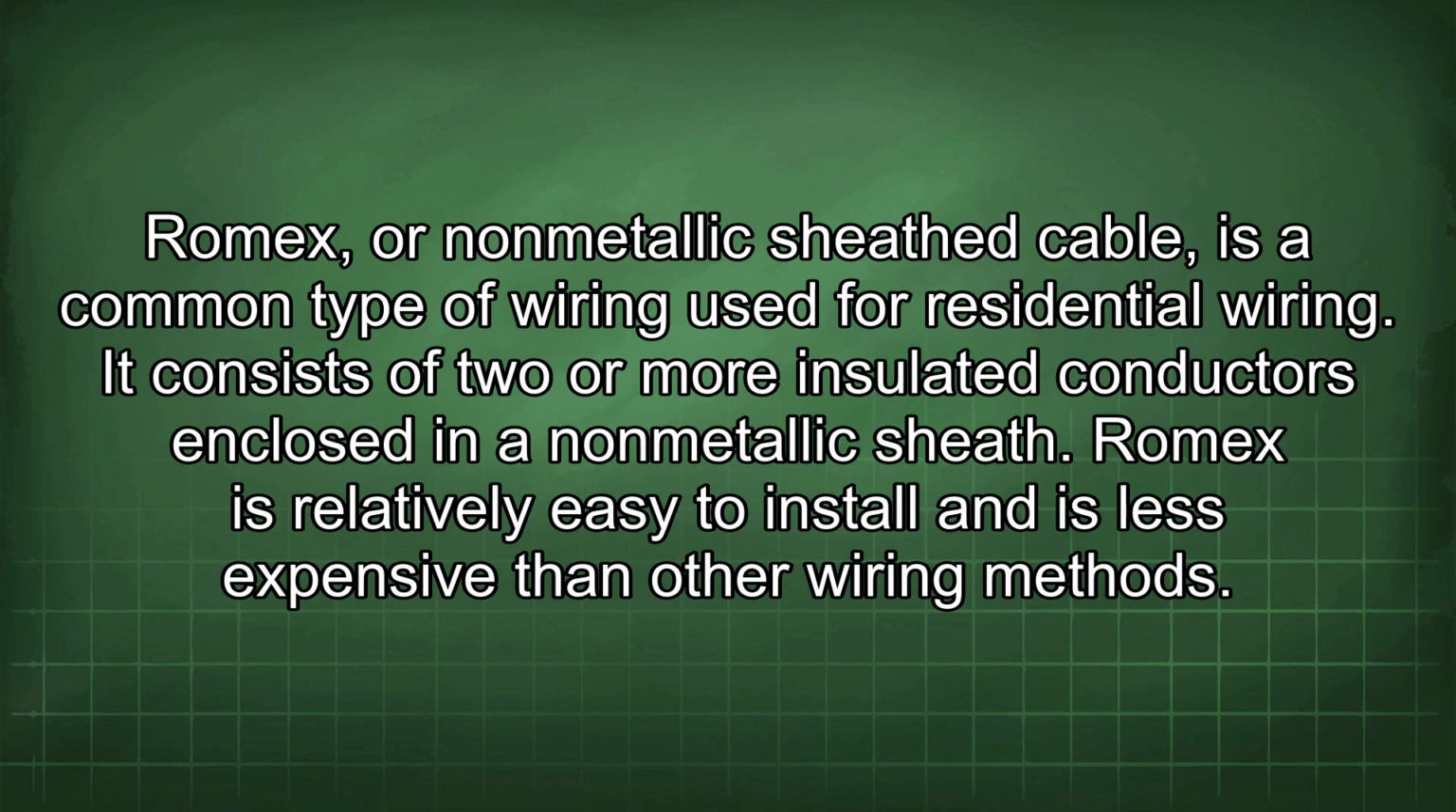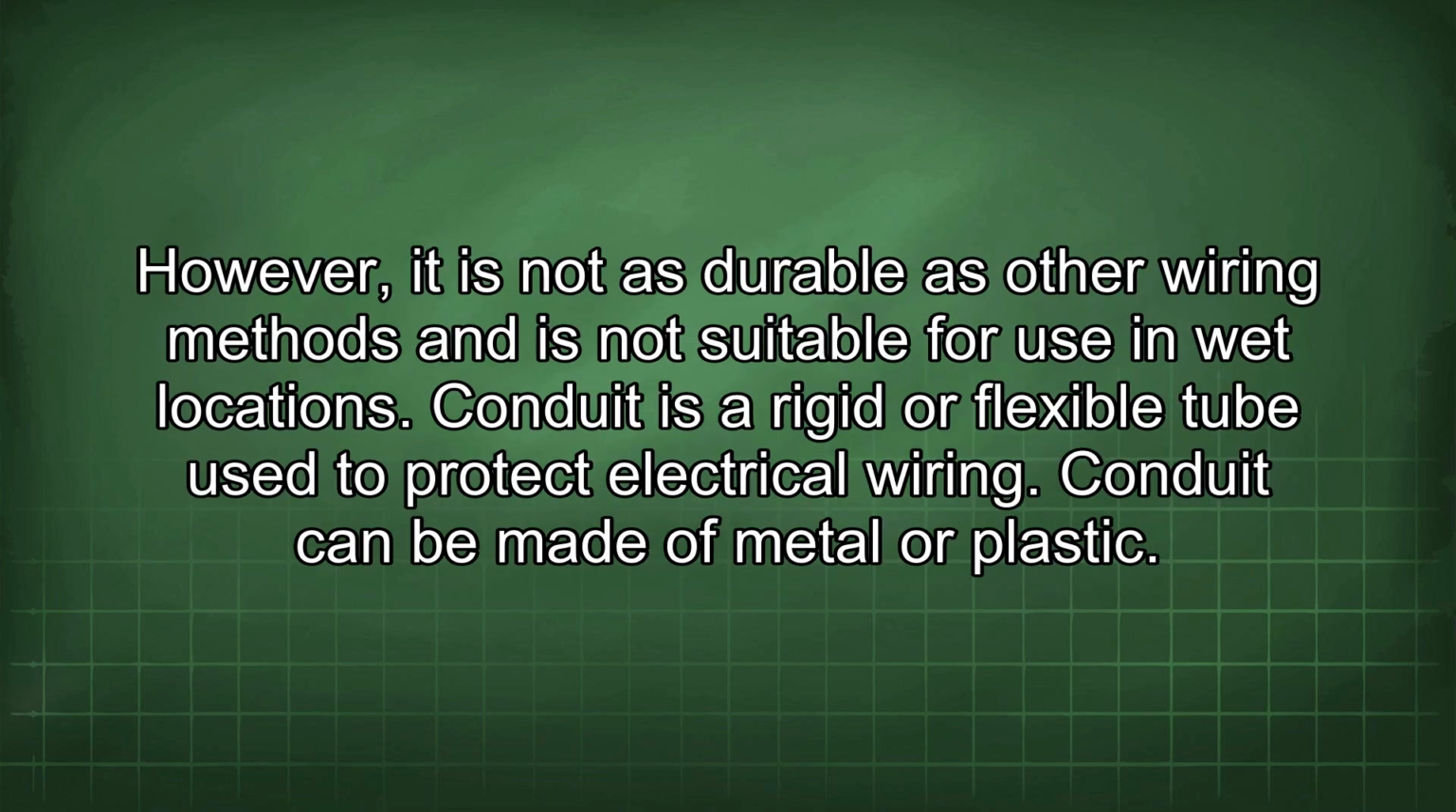Romex, or non-metallic sheath cable, is a common type of wiring used for residential wiring. It consists of 2 or more insulated conductors enclosed in a non-metallic sheath. Romex is relatively easy to install and is less expensive than other wiring methods. However, it is not as durable as other wiring methods and is not suitable for use in wet locations.